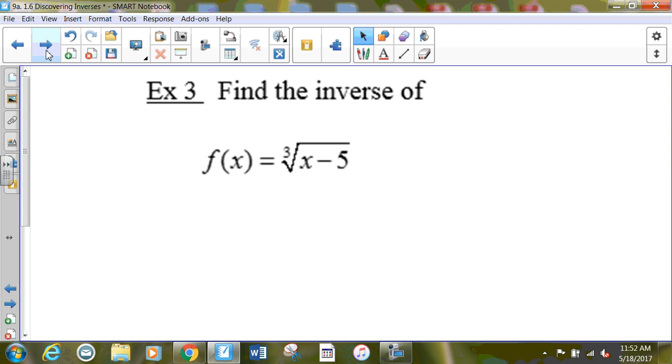I don't know if I needed to make this tutorial. I think you guys probably remember this. It's pretty basic. Find the inverse.